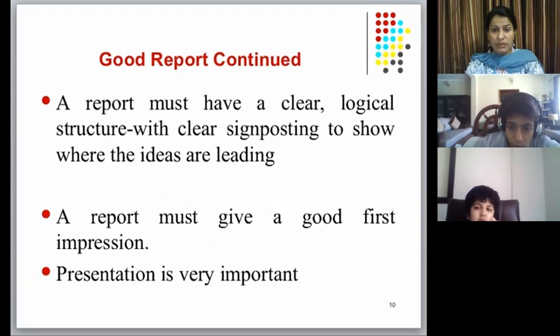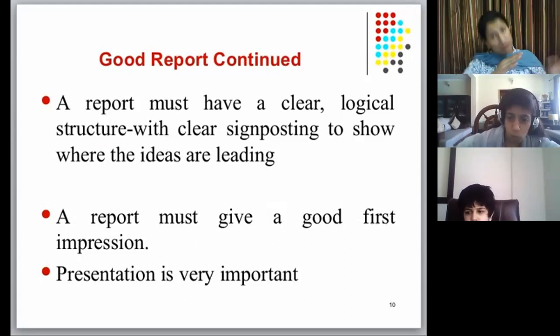A report must have a clear, logical structure with clear signposting to show where the ideas are leading. Your ideas should not be confusing. They should be very clearly written down. A report must give a good first impression. You must have heard the proverb, first impression is the last impression. The first time you meet somebody, the first few words that you read of a book make you want to read the book till the end.